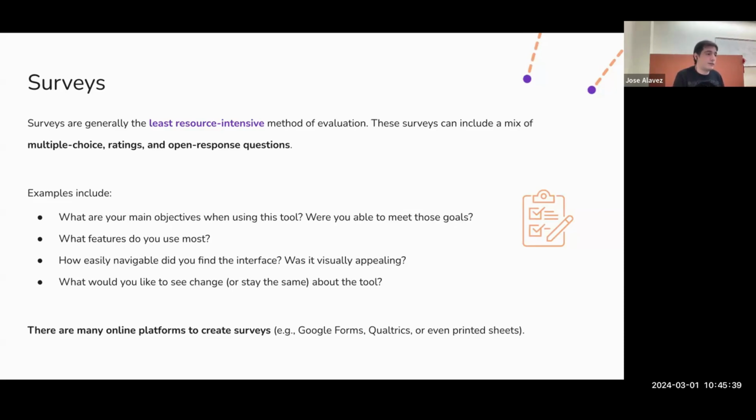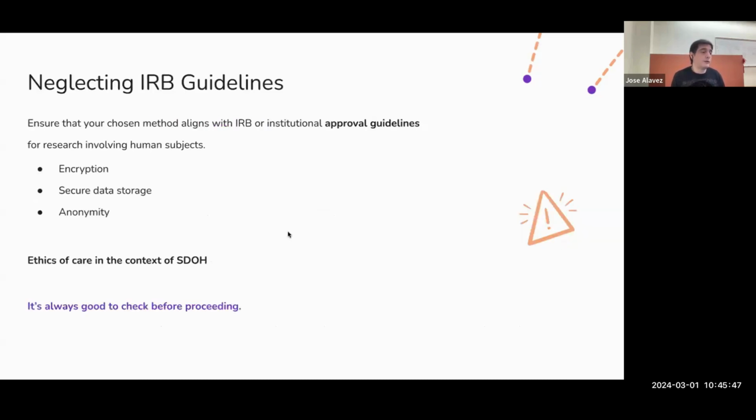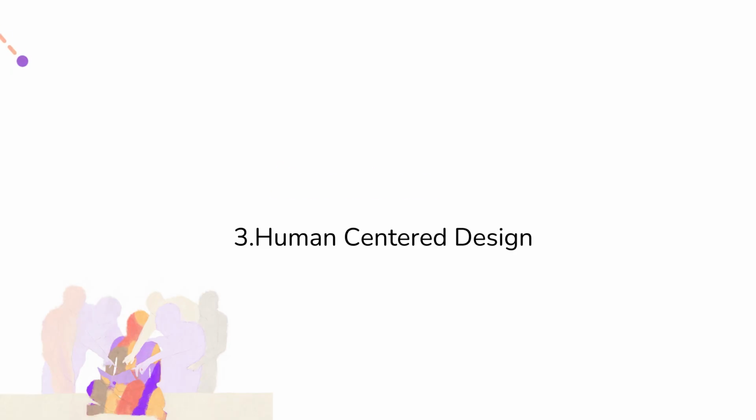In 20 seconds, please be aware of IRB guidelines. If you're working with the university, you will need to comply with those. And by those, think about encryption, secure data storage, and the anonymity of your users. It's always good to check all that beforehand with your user research feedback. And I will pass it back to Shua again.